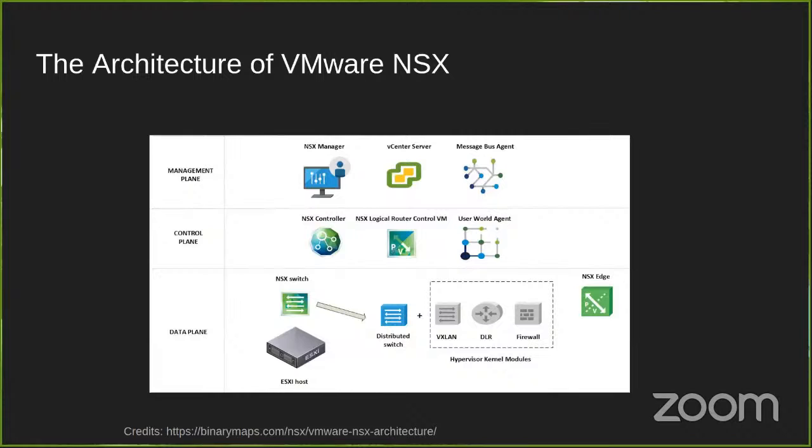So if the data plane wants to receive and pass forwarding traffic from the data plane, it uses the user world agent. Just the same way NSX uses message bus agent to push commands to install the hypervisor kernel modules.